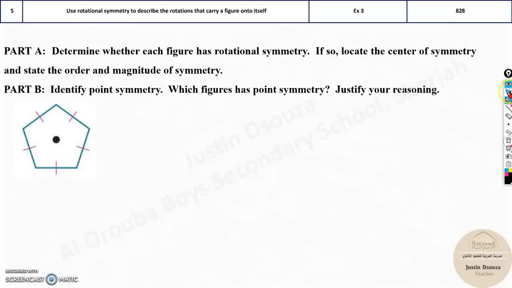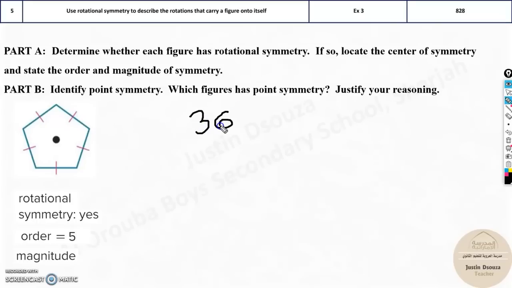Let me clear all this. The order would be 5 over here. The rotational symmetry exists, yes. Order is 5. Now, what about the magnitude? Magnitude is always given by 360 degrees, the total angle, divided by the order, that is over here in this case 5. You should just solve it in the calculator. So 36 times 2 will be 72. 72, I believe. Yes, 72 degrees. So this is the answer over here. Now how did we get it? We have to find the order and divide 360 by it, and that's it. You will get the answer for the magnitude.